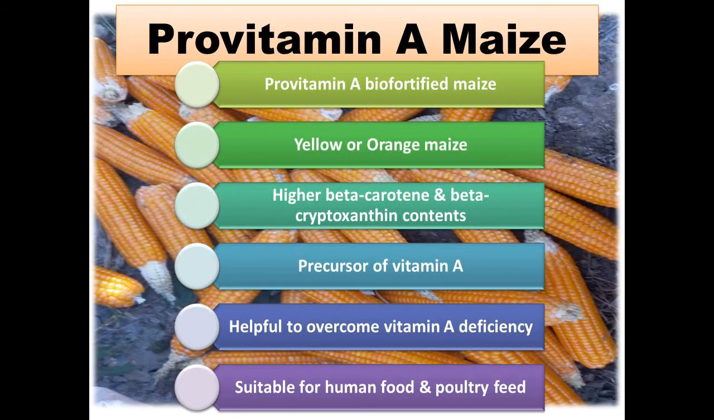Provitamin A maize is another type of specialty maize. It is also known as Provitamin A biofortified maize. It may be available in yellow and orange colors. This type has higher beta carotene and beta cryptoxanthin contents, which are precursors of vitamin A in the human body. So this type is very useful to overcome vitamin A deficiency and very suitable for human food and poultry feed. This was all about diversity in maize.